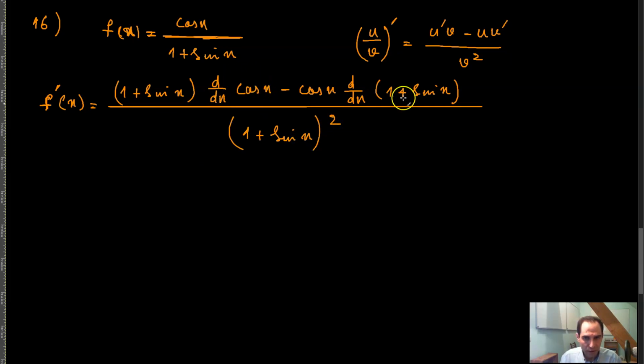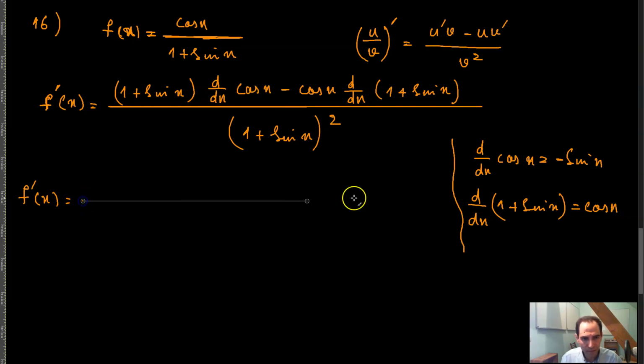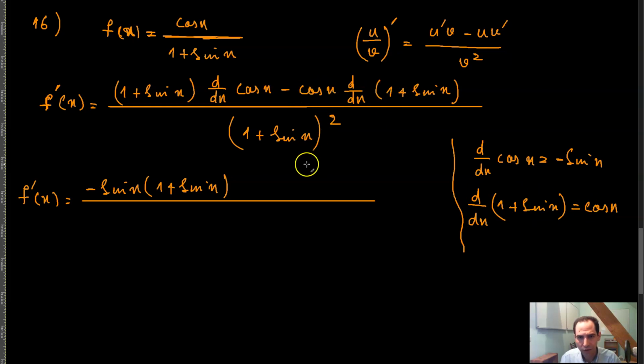Now d by dx of cos x is of course equal to negative sine x. And d by dx of 1 plus sine x is equal to 0 plus cos x. And therefore, you can write this as f prime of x is equal to negative sine x times 1 plus sine x. And over here you have cos x times negative cos x, which is negative cos squared x over 1 plus sine x whole squared.